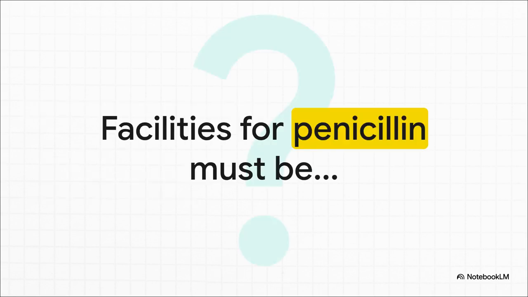Before we wrap things up today, let's do a quick knowledge check. Have a think about this to lock in one of the most critical safety parameters we've covered. Under Section 211.42, facilities for penicillin must be A. Shared with other product lines, B. Dedicated and separate, C. Exempt from CGMP, or D. Used only for development. Take just a second to think about it.